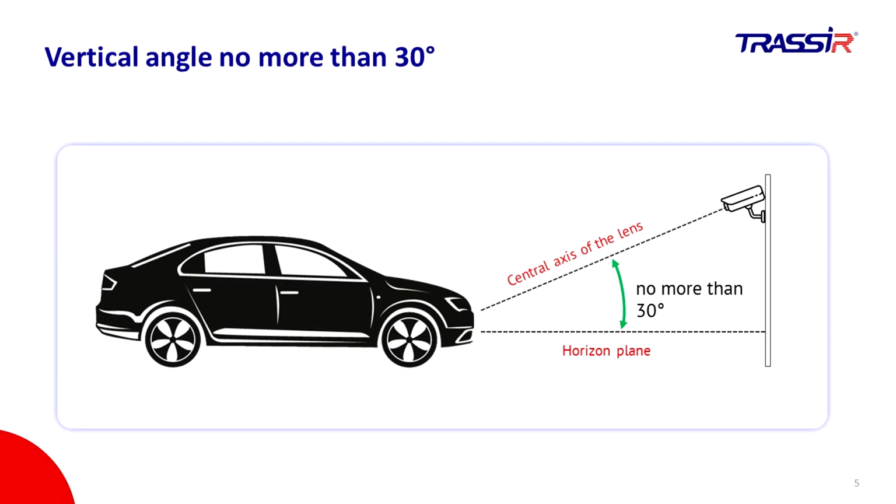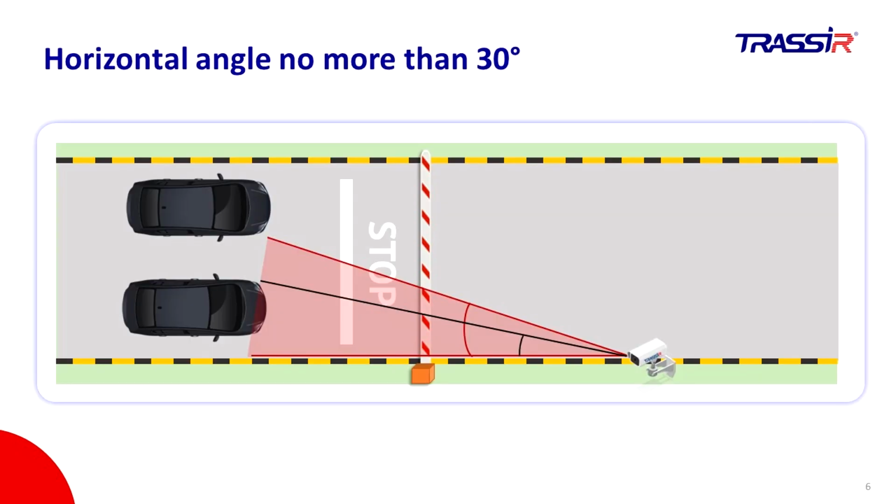The vertical angle of inclination is very important for the operation of the AutoTRASSIR model. This is the angle between the parallel plane of the horizontal from the installation side of the video camera and the central axis of the camera lens. It should be no more than 30 degrees, otherwise the number may not be recognized. The horizontal angle is equally important. By analogy with the vertical angle, it should not exceed 30 degrees.